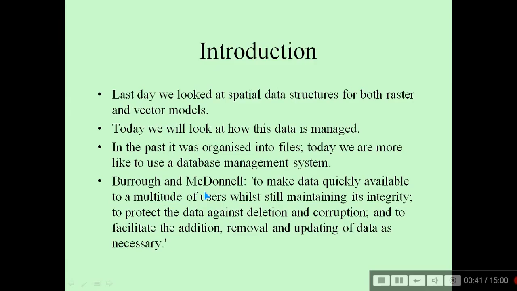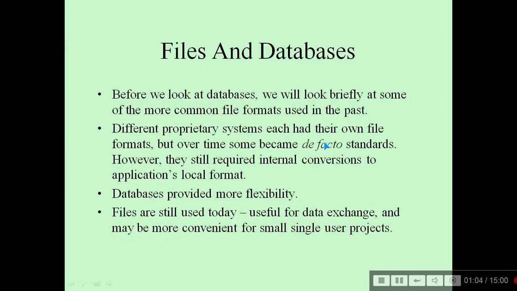According to Barrow and McDonnell, the aim is to make data quickly available to a multitude of users while still maintaining its integrity, to protect the data against deletion and corruption, and to facilitate the addition, removal and updating of data as necessary. Because of this requirement and necessity, database was integrated with geography and it was called GIS.